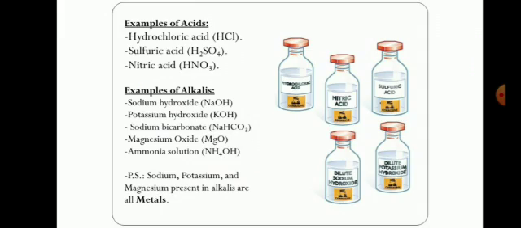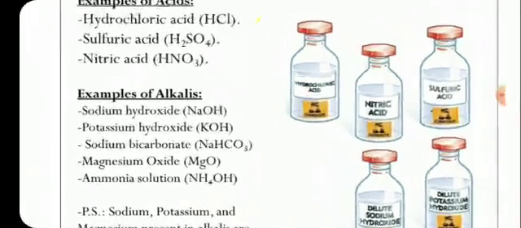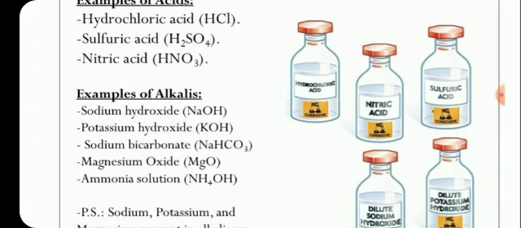Examples of acids: hydrochloric acid, sulfuric acid, nitric acid. Hydrochloric acid has the molecular formula HCl. H2SO4 is the molecular formula of sulfuric acid and HNO3 is the molecular formula of nitric acid.